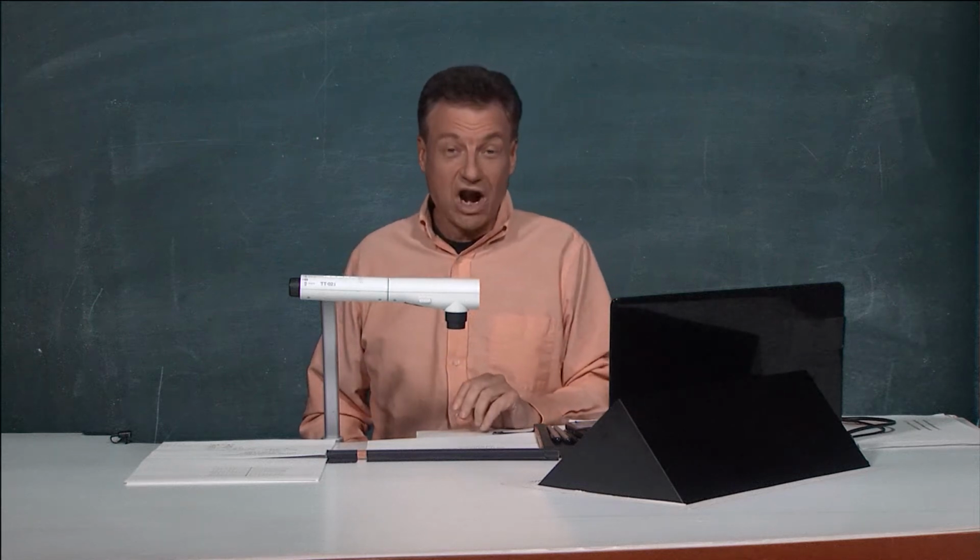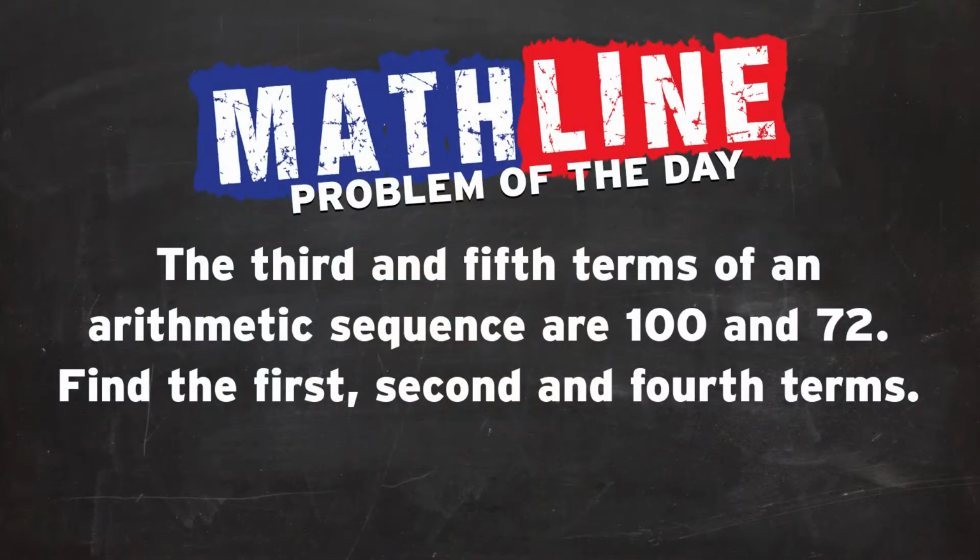Let's take a look at our problem of the day. Problem of the day today: the third and fifth terms of an arithmetic sequence are 100 and 72. So 100 is going to be our third term, and 72 we're going to call the fifth term. I probably should have put the word respectively in there.